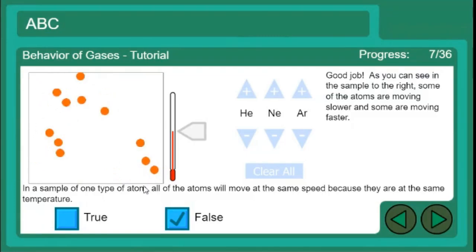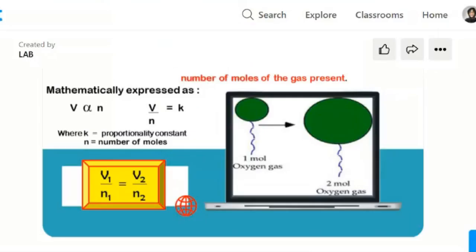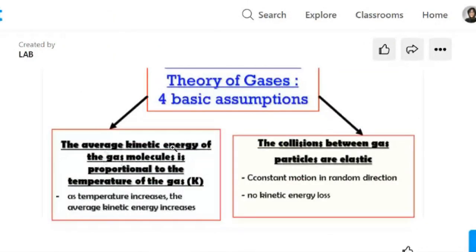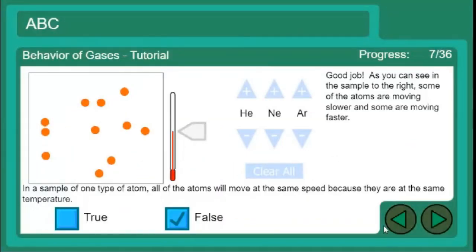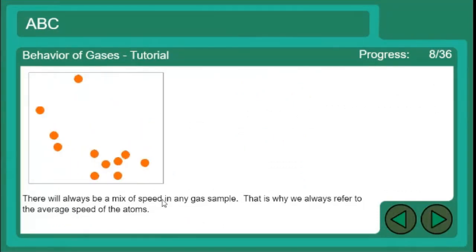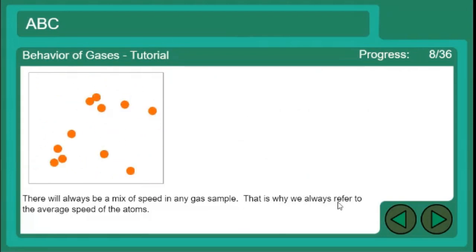So based on just now, we check the definition, the assumption, the average kinetic energy of the gas molecule. This is the reason why we have to emphasize average. Next, there will always be a mix of speeds in any gas sample. That is why we always refer to the average speed of the atom.